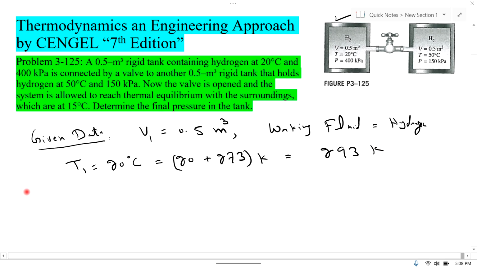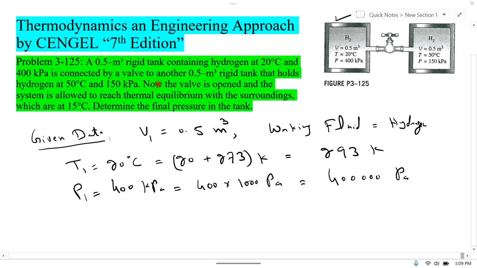And the pressure P1 is equal to 400 kilopascal. So convert this into Pascal. So 400, where kilo value is 1000 Pascal, which is equal to 4 lakh Pascal.